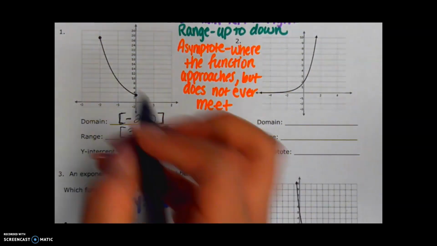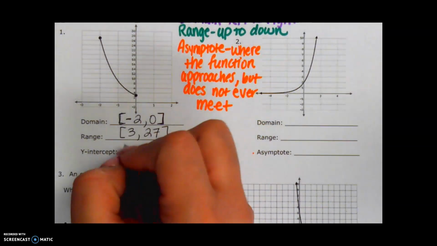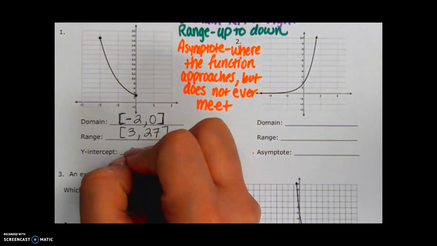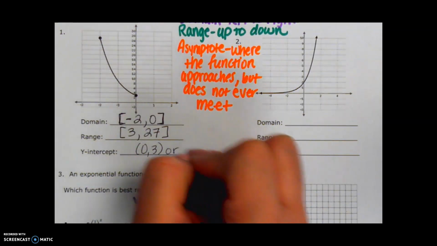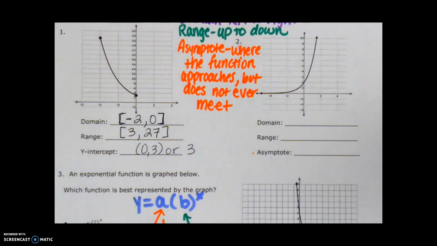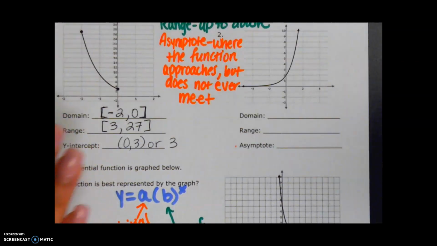My y-intercept, it's counting by 2's. My y-intercept is 3. So that's the point (0, 3), or you could just say 3. However the problem is worded in the test, do it that way.